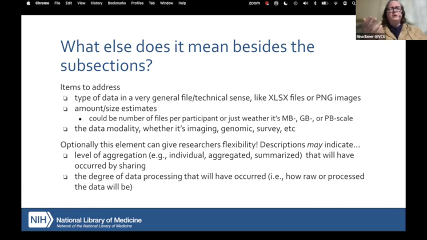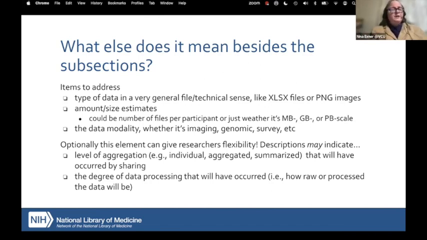Then, and you don't need to know what those are because you're going to ask your PI when you're working with them, the amount or size estimates of those files in a broad sense. So that could be the number of files generated per participant. We're going to have 1 MRI, 3 behavioral surveys, and a bunch of biometrics. And most of that, except for the MRI image, is going to go into a spreadsheet. So it could be that number of files, or it could just be the scale. It's megabyte scale, it's petabyte scale.